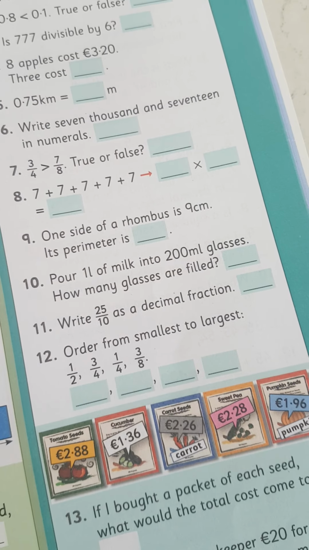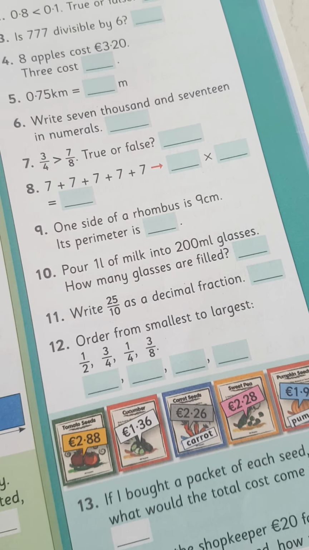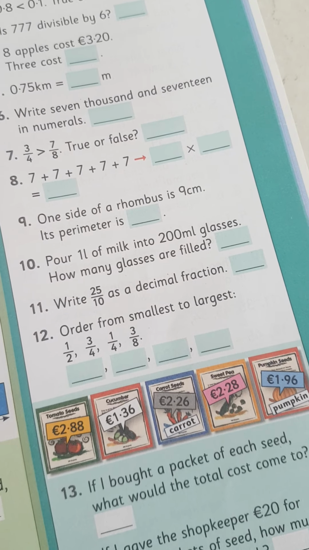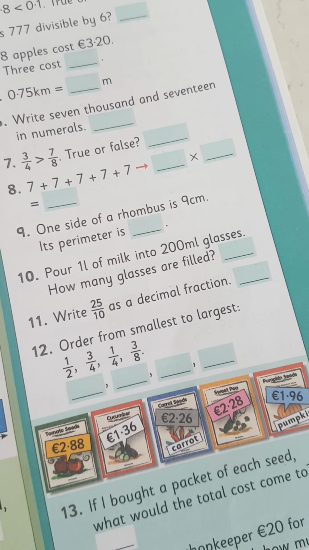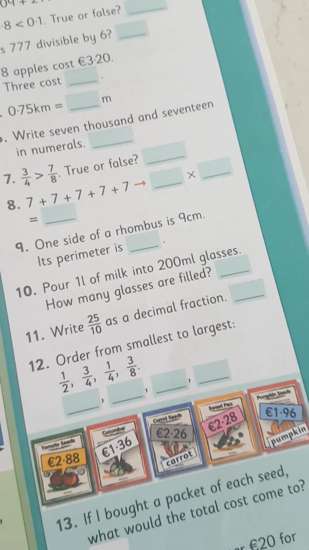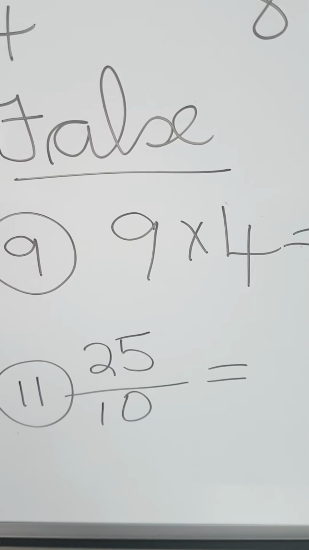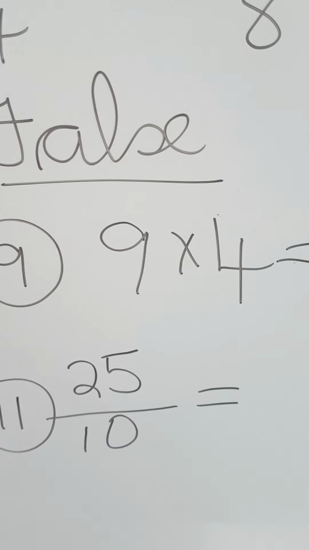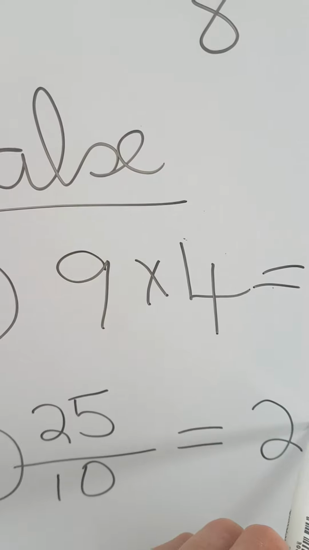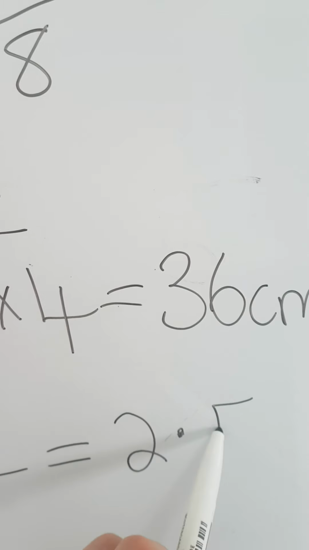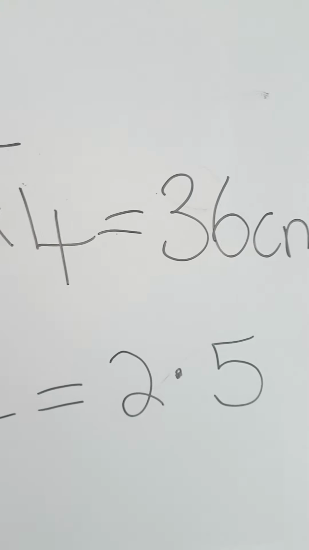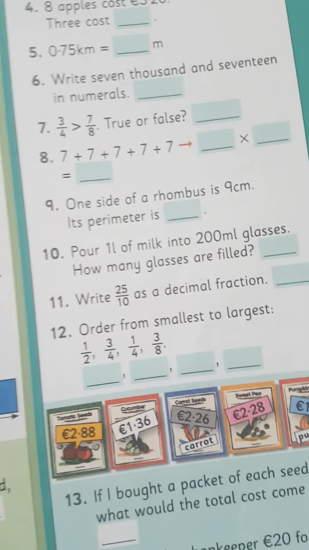Question 11. Write 25/10 as a decimal fraction. So we have a top-heavy fraction here. The number is bigger on the top than it is on the bottom. So that means I'm going to have some whole numbers here. So 20 tenths would be 2 units. And I'd have 5 tenths left over. So 2.5 would be my answer here for this one.